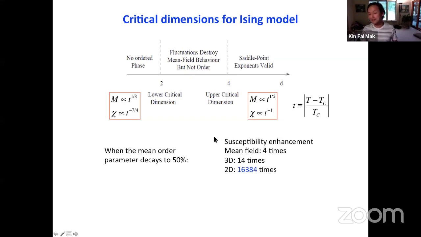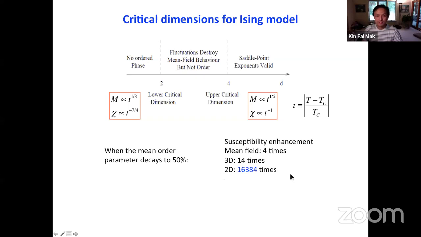The spin susceptibility is basically a measure of the amount of spin fluctuation in the system. So in the mean field picture, when we increase the temperature until the mean magnetization is about 50% of its value at zero temperature, there's only a 4 times enhancement of the spin fluctuation, or the spin susceptibility, compared to zero temperature. In the 3-dimensional case, it slightly deviates from the mean field picture, but it's not that different. It's only 14 times enhanced compared to the susceptibility in the zero temperature limit.